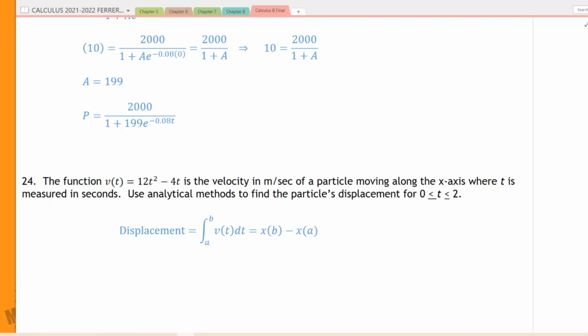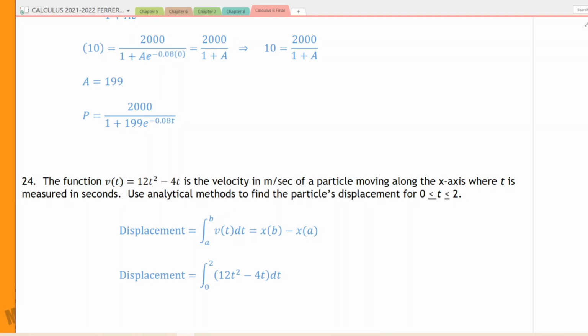This gives us a couple of different ways of finding the displacement. We can either find it using the velocity, or using the position. Either one will work. As it happens, we don't need to know the position because we have the velocity function, and we also have a and b as 0 and 2. So the velocity function is 12t squared minus 4t, a is 0, and b is 2. We can use our methods of antiderivatives.